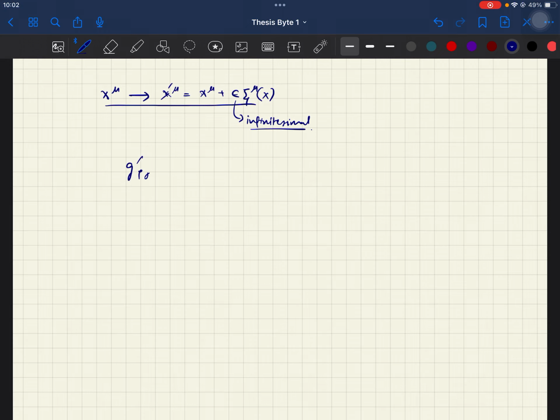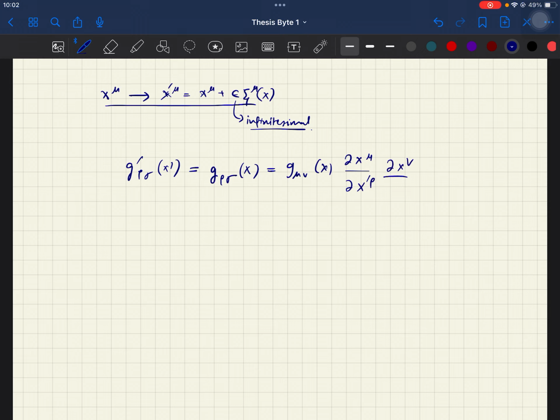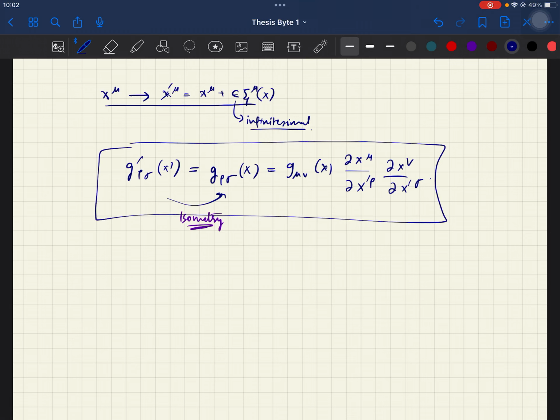And how are we doing that? Just by demanding that this equals g of x, which, as we know from the tensor transformation of the metric tensor, is just this. Okay, this is the isometry condition, and we demand this.